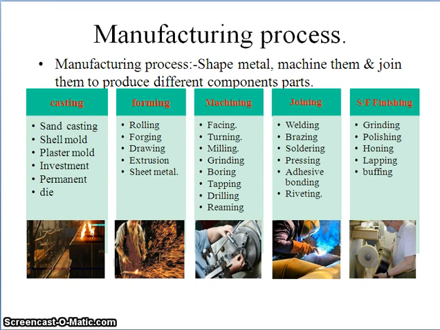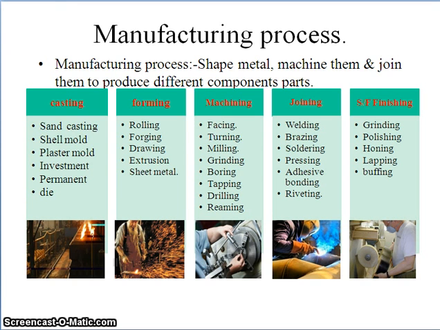It is one of the most widely used manufacturing processes in the industries. The next type of process which we are going to see is the joining process. It is a process in which two similar or dissimilar metals are joined to one another. The different types of joining process are welding, brazing, soldering, pressing, adhesive bonding, riveting, nut bolting, etc.